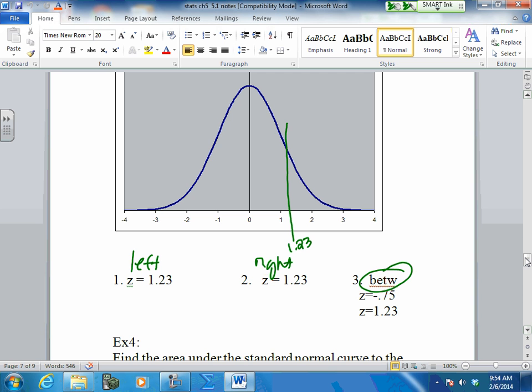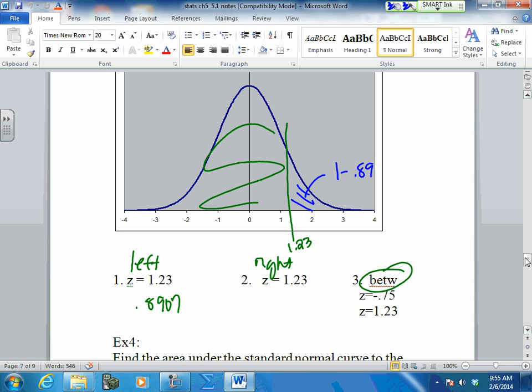I want the area to the left. Should it be larger than 50% or less than 50%? Larger. So let's look it up on your table and find me the area to the left. 0.89. Okay. Say I want the area to the right, this little area. What should I do? Subtract it from 1, because the total area under the curve equals what? 1. That's one of our attributes.